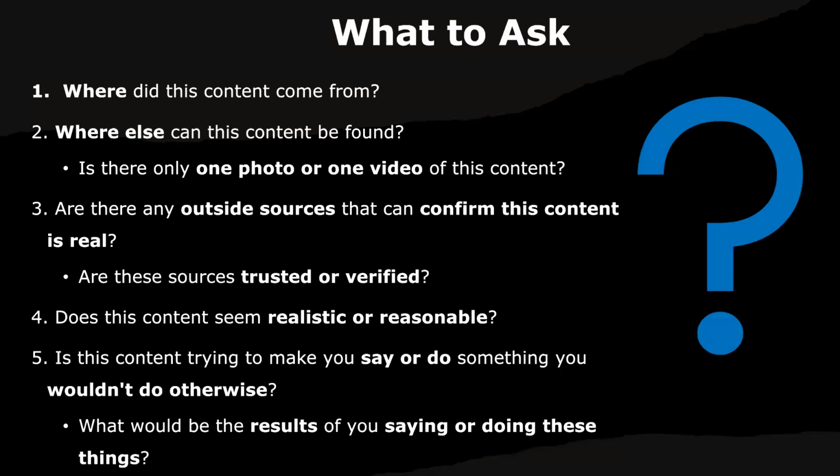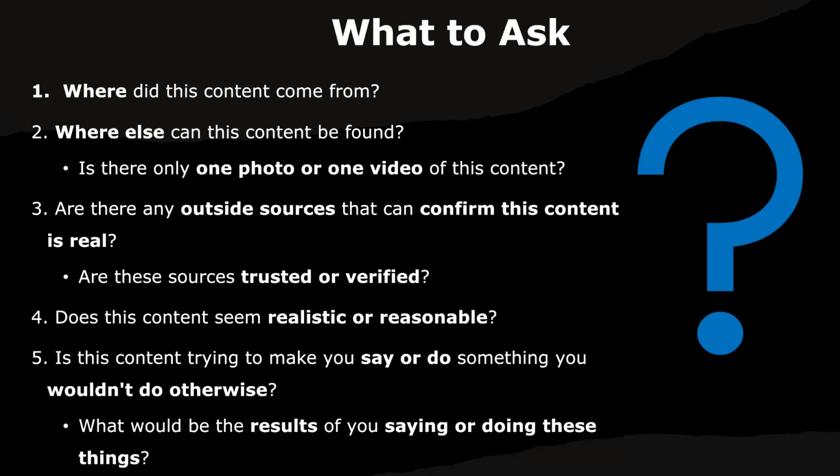Number 2, where else can this content be found? This question particularly applies to visual content, such as images and video. If there's only one specific image from a specific angle, or one video from a single source that depicts a certain event, the event in question might not have happened.